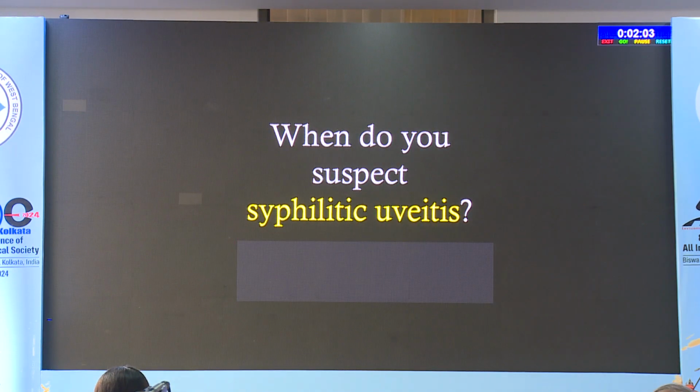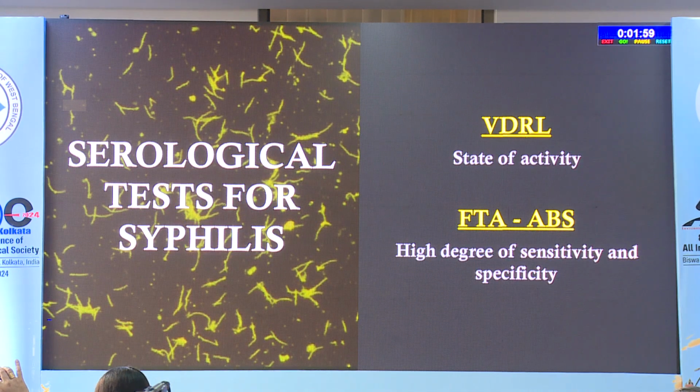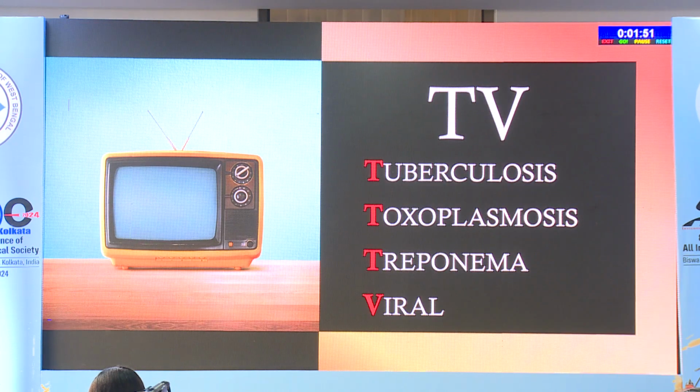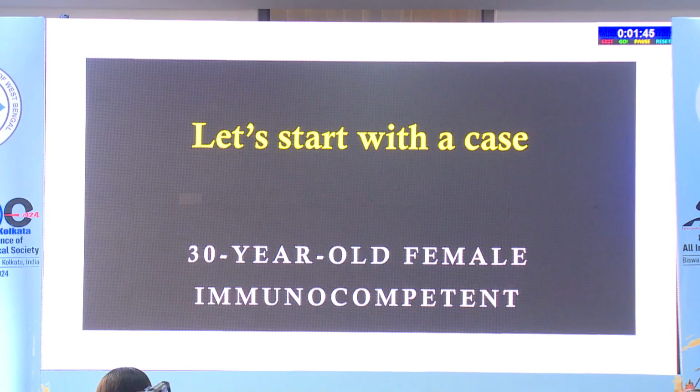When do you suspect syphilitic uveitis? In any uveitis, particularly the atypical type, we do serological tests: both VDRL to see the state of activity, and FTA-ABS, which has a high degree of sensitivity and specificity. So, coming after Treponema, viral retinitis, which is a real emergency in uveitis.